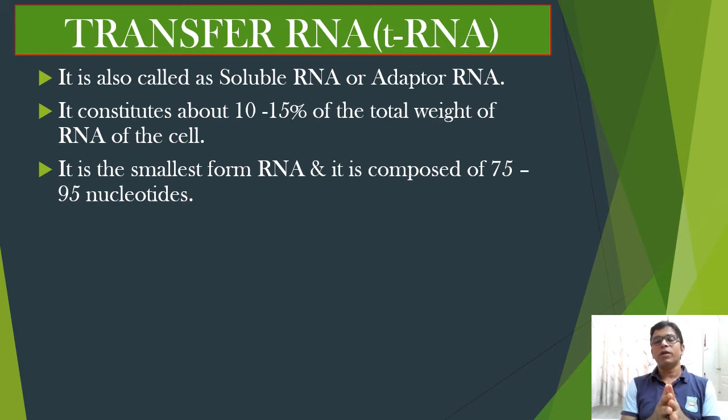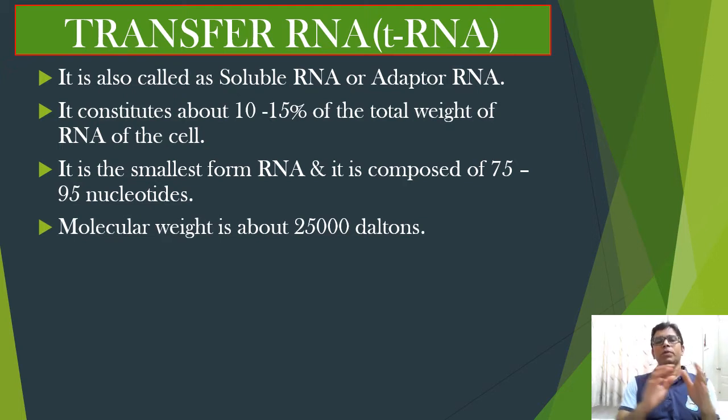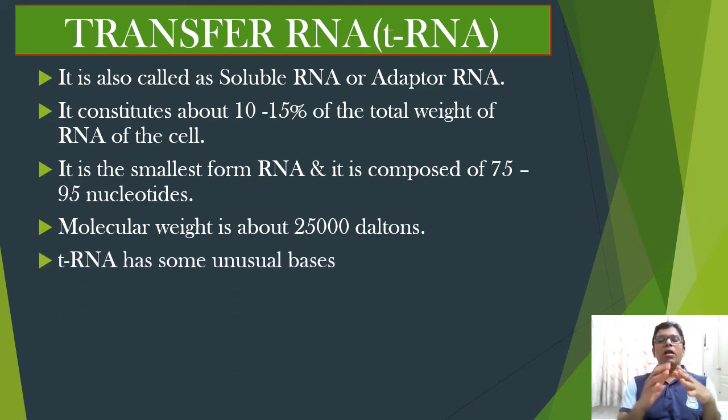It is composed of 75 to 95 nucleotides only, and the molecular weight of tRNA is about 25,000 Daltons. tRNA has a large number of unusual bases. Unusual bases are present in the tRNA molecules.